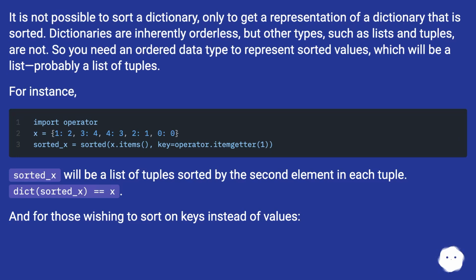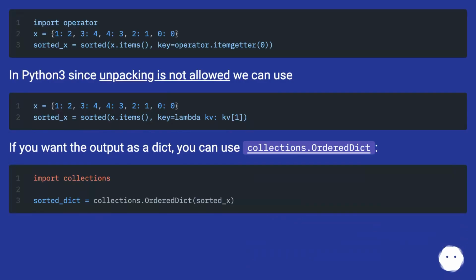sorted_x will be a list of tuples sorted by the second element in each tuple. dict(sorted_x) == x. And for those wishing to sort on keys instead of values. In Python 3, since unpacking is not allowed, we can use this. If you want the output as a dict, you can use collections.OrderedDict.